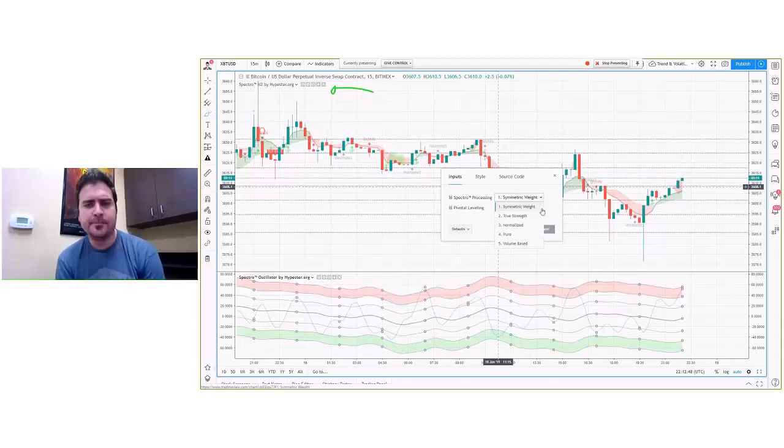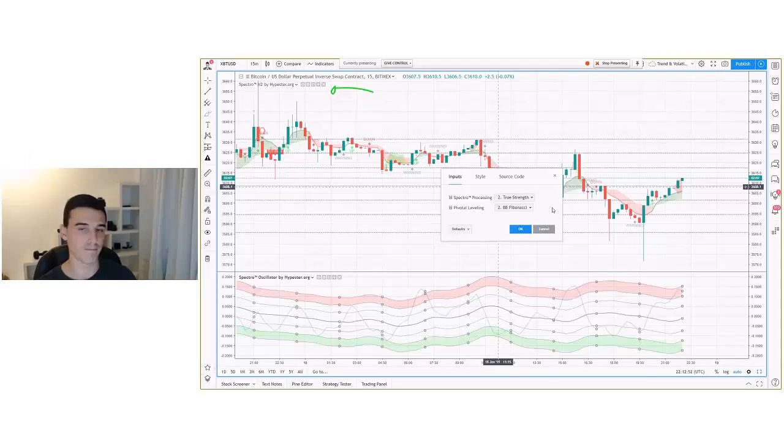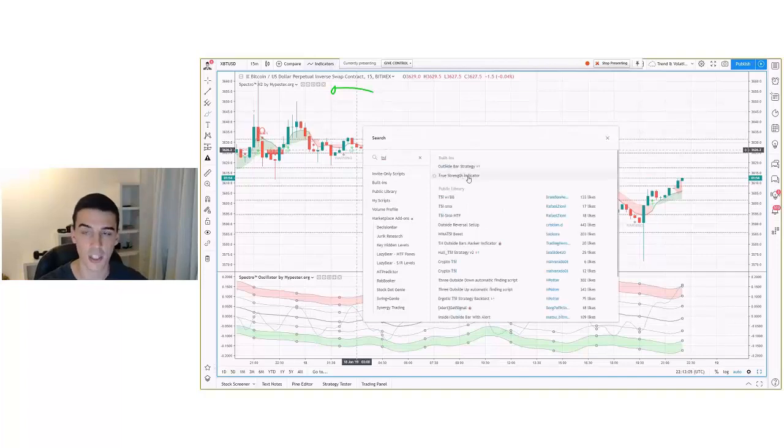Yeah, and then you have true strength, which is basically TSI. Many people might have heard of it. It's a pretty popular indicator, TSI. It's built in here. If you come here, TSI, you're going to find the true strength indicator.